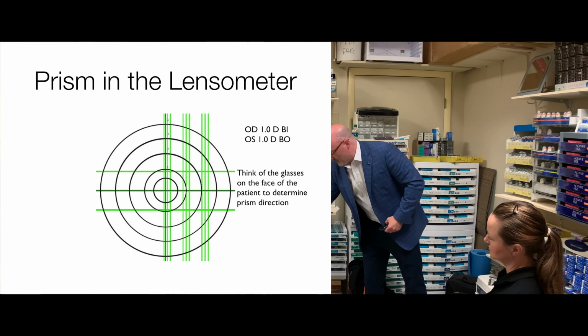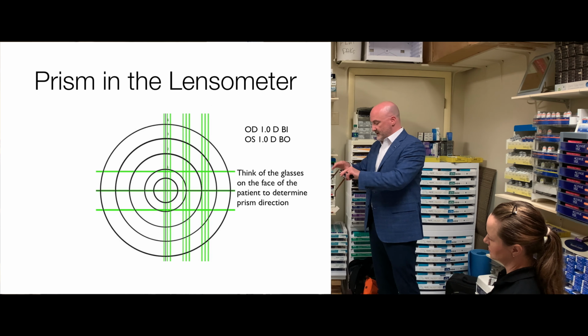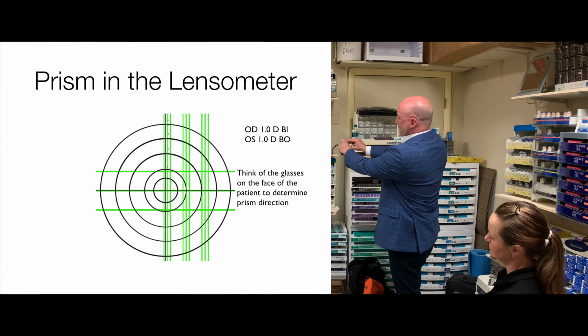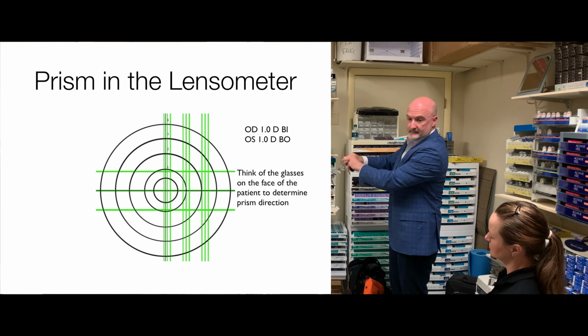If we were to move it over, this would depend on the eye that you're checking, so it's just like you're looking at the glasses. If my mires are here for the right, this is my right eye. If my mires are here, that's base in. If I'm looking at the left eye and my mires are here, it's base out.